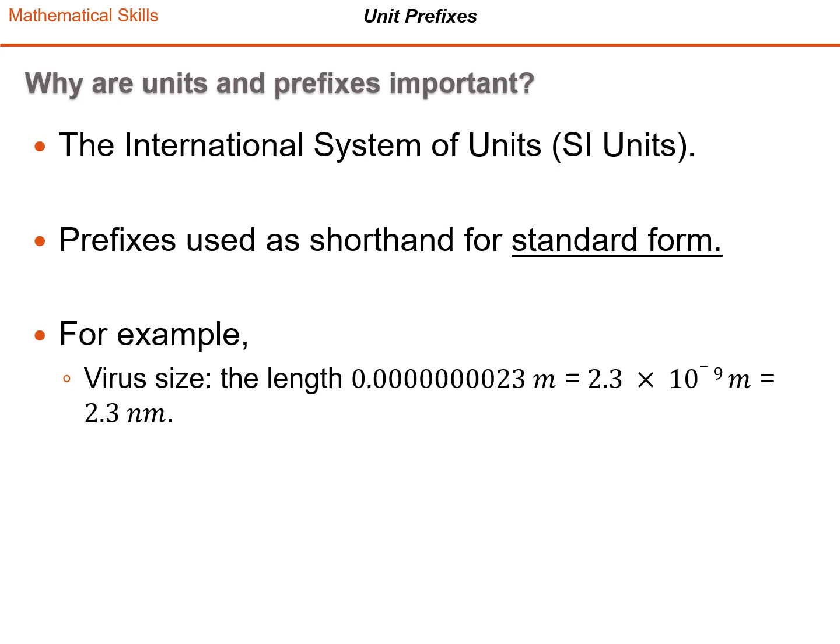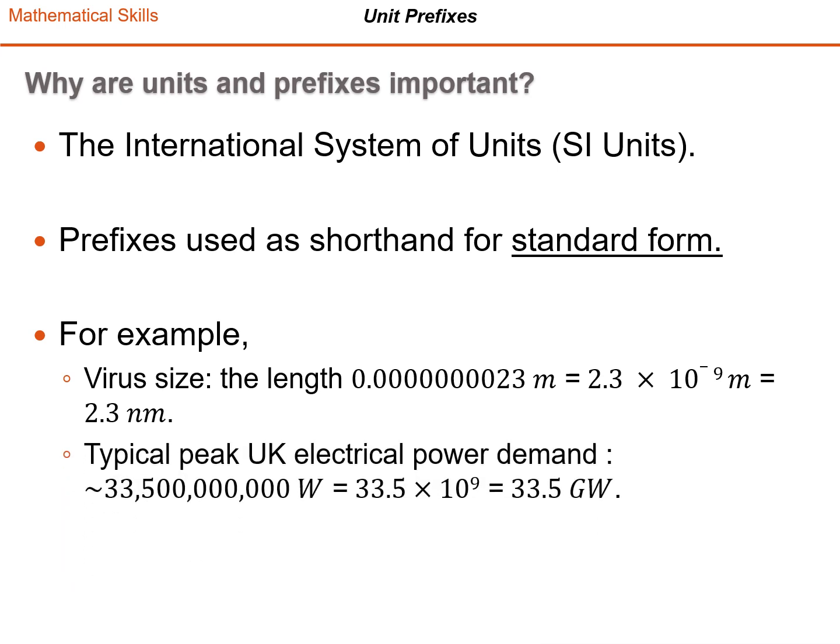But to make things even simpler, instead of talking about times 10 to the minus 9, we can just say 2.3 nanometers. What we should be familiar with is that when we see a small n in front of an m, the small n means times 10 to the minus 9. It's getting familiar with what each of those prefixes mean that's the key thing we need to do in this lesson.